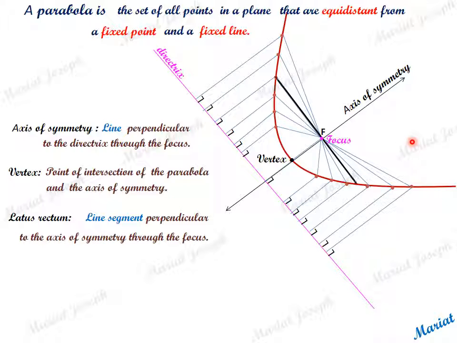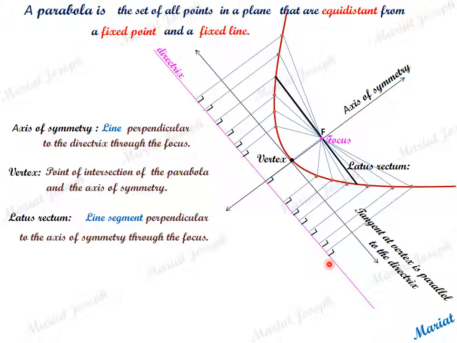Now, we're going to draw a line segment through the focus perpendicular to the axis of symmetry. This line segment is called the latus rectum. Latus rectum is the line segment perpendicular to the axis of symmetry through the focus. Now, this is the tangent drawn at the vertex of the parabola. The tangent at the vertex is parallel to the directrix.